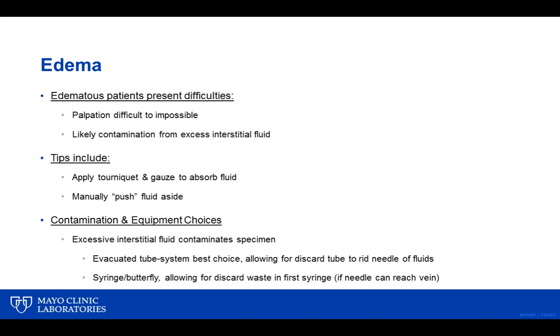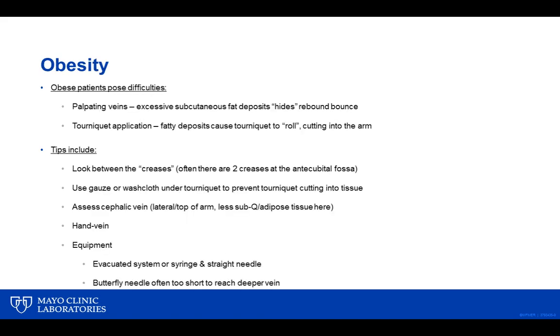And we also have the opportunity then to use a discard tube to rid that needle of the interstitial fluid that will cause contamination and will skew test results. So be cognizant of the fact that getting the sample is only part of it. The other part is making sure we have that quality specimen, and that's where the equipment choices come into play.